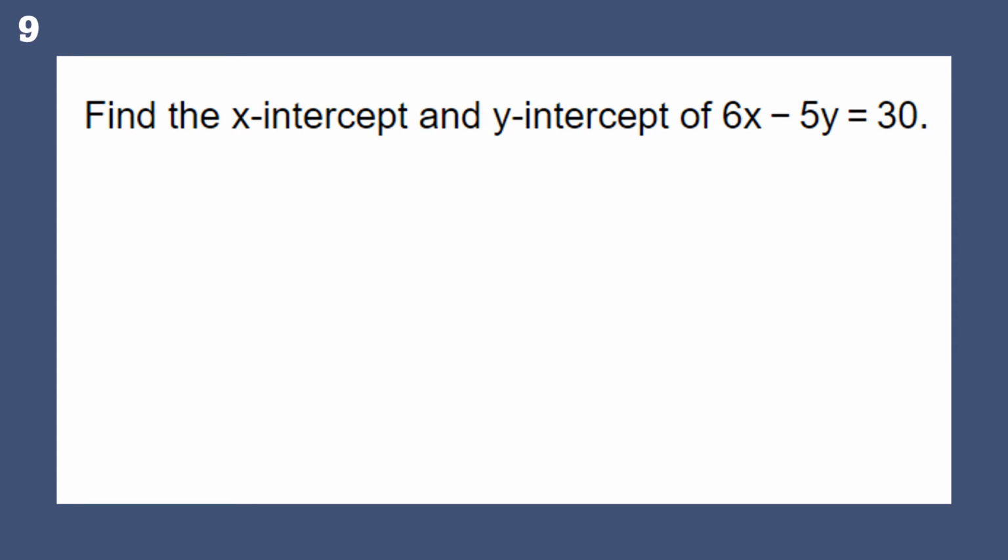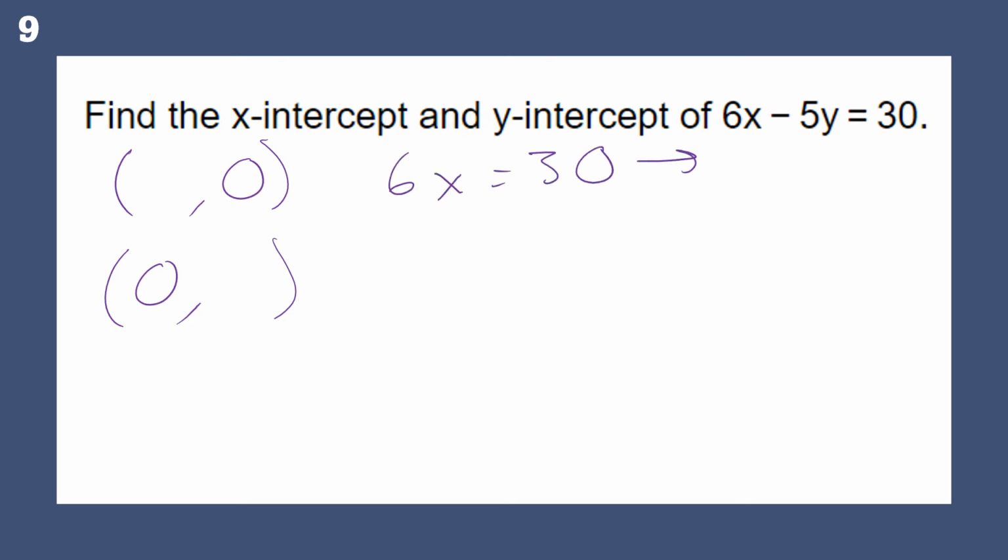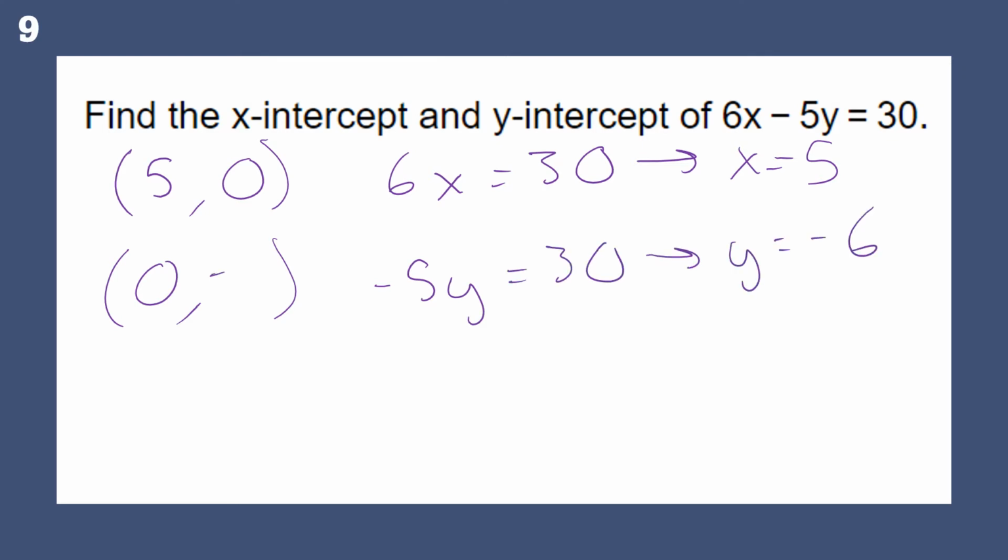Find the x and y intercept of this equation. So what we're going to do is, to find the x intercept, we're going to plug in 0 for the y. And to find the y intercept, we're going to plug in 0 for the x. And when I do that, I get 6x equals 30, or x equals 5. Or I get negative 5y equals 30, or y equals negative 6.